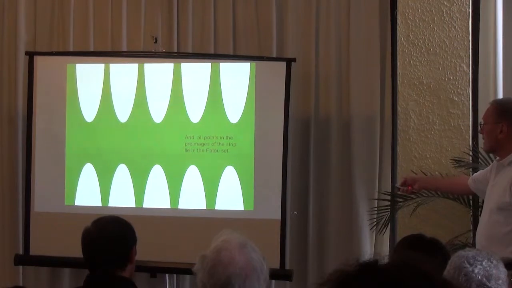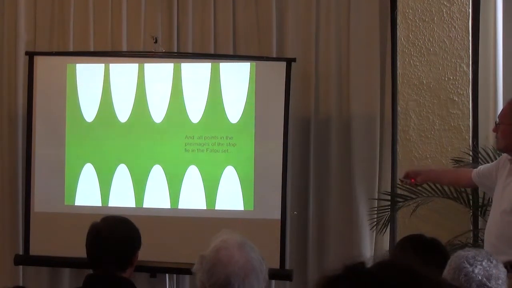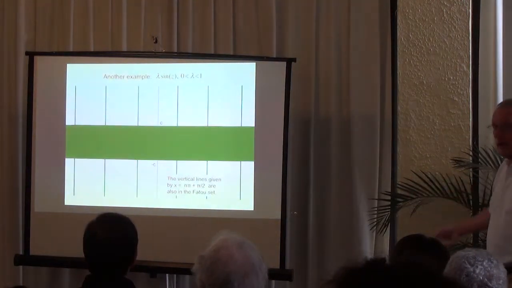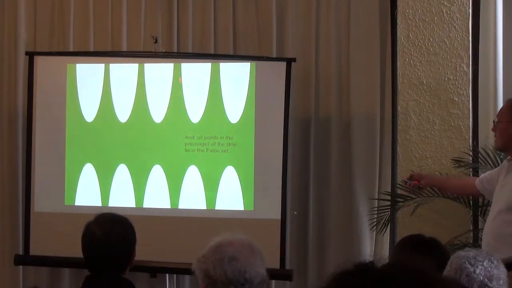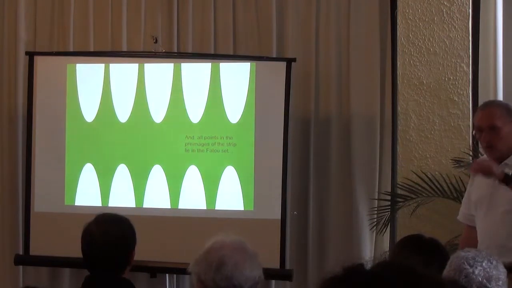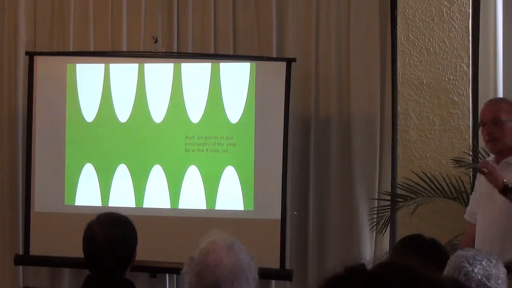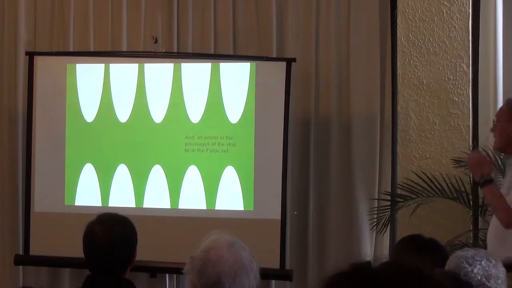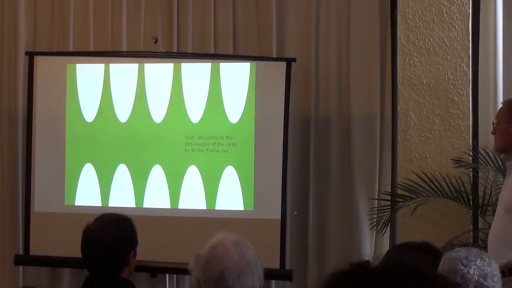Each of these green fingers is mapped to the horizontal strip in the Fatou set. Each of these white fingers is mapped to the upper or lower half plane. So there have to be infinitely many points in here that are mapped to that finger, to that finger, to that finger. And what we get is a pair of Cantor bouquets for the sine function. This kind of Cantor bouquet comes up a lot in many different ways in the study of transcendental functions.